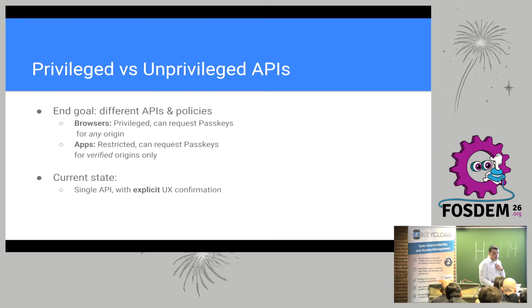So the goal is to do the same as other platforms. There are two types of apps. One is mainly browsers. These are special. They have a genuine need to access credentials for any origin. And these are privileged clients. And then all other apps.